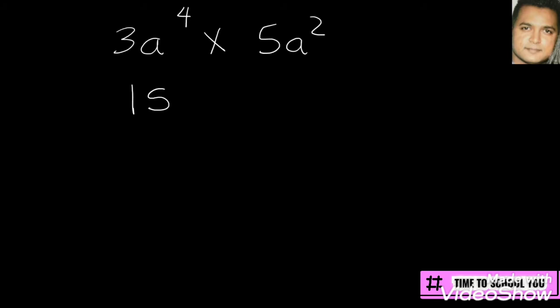So our first exercise for law 1, we have 3a to the power 4 times 5a squared. The first thing we need to do is multiply the numbers. So 3 times 5 is 15. And then remember, when we're multiplying the powers, we look at the bases. The bases are the same, and so we will add the powers. So it's a to the power 6.